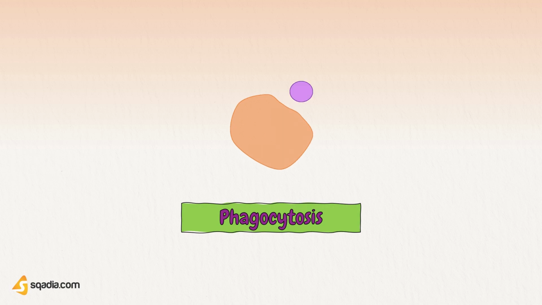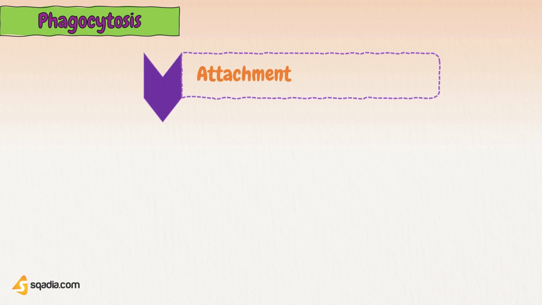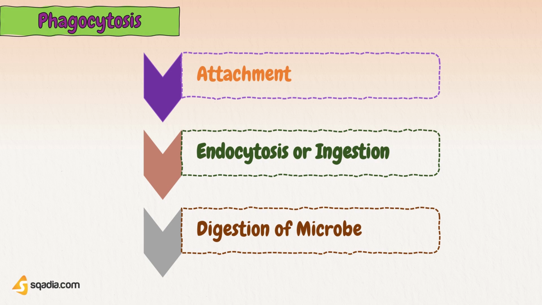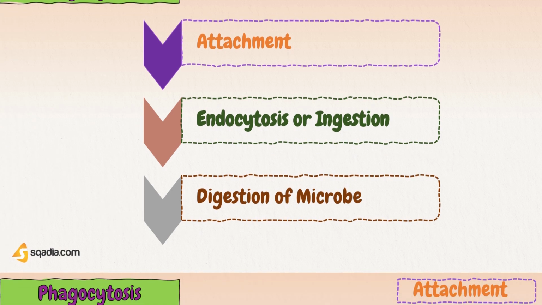Phagocytosis is an important mechanism. This mechanism of phagocytosis consists of a series of events including attachment, endocytosis or ingestion, and digestion of microbe. Starting with the first step, that is attachment. Following chemotactic signals, phagocytes like neutrophils reach the site of infection.